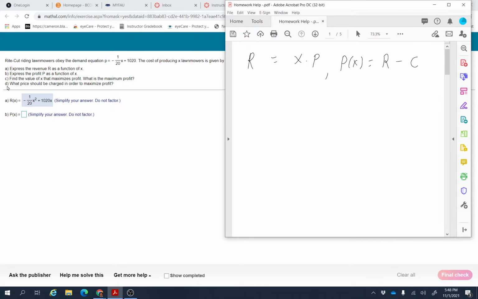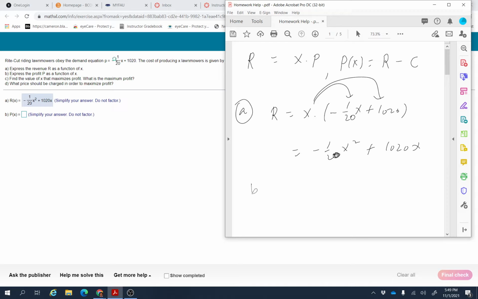The first one, A: what is the revenue? The revenue is x times p, because we want to find the revenue in terms of x, so we need to use this equation. So p is negative 1 over 20 x plus 1020. If you distribute this x here, that will be negative 1 over 20 x squared plus 1020x. Okay, p is 1 over 20, not half. So it's negative 1 over 20 x squared plus 1020x. That's the same answer we have given here.